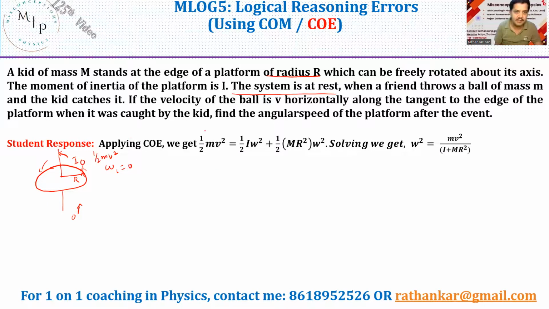We have understood correctly. The velocity of the ball is v, horizontal and tangential to the edge of the platform when it was caught by the kid. Find the angular speed of the platform after the event. The moment you catch it, the platform starts rotating. So what is he asking? What is the angular speed, the angular velocity?